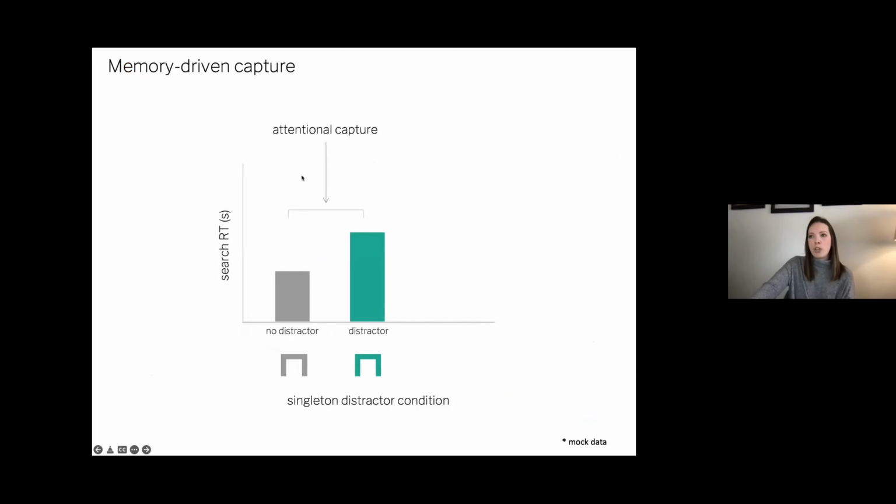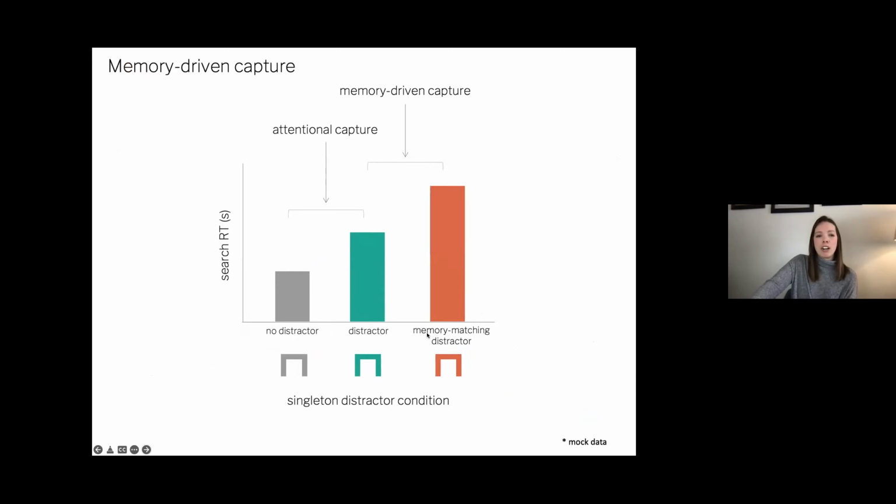And so attentional capture is the slowing of response times when a distractor is present in a display. Now, the cool thing is that when the color of this distractor matches the color of an item that's currently being maintained in memory, you actually get this exacerbated slowing of response times. So response times are slowed to an even greater degree than when there's just a regular singleton distractor present in the display and when the color is completely irrelevant.